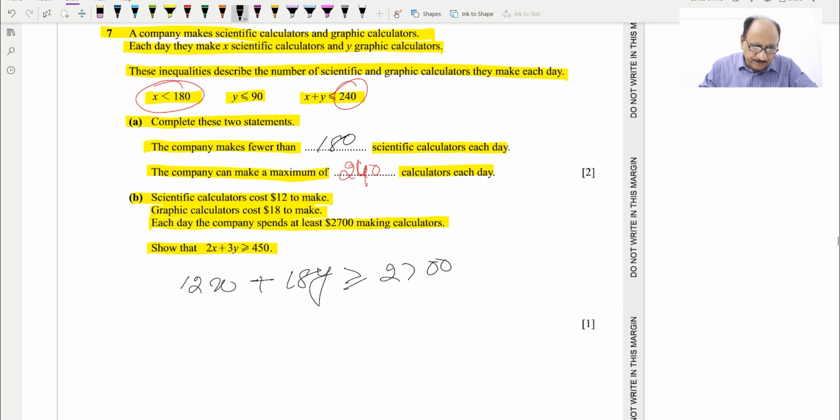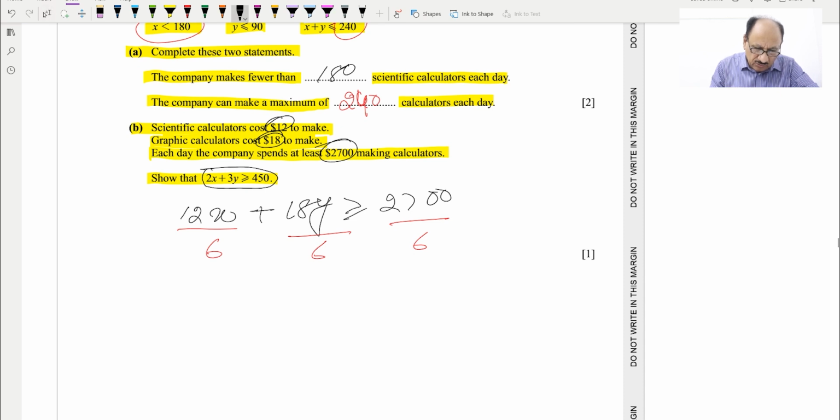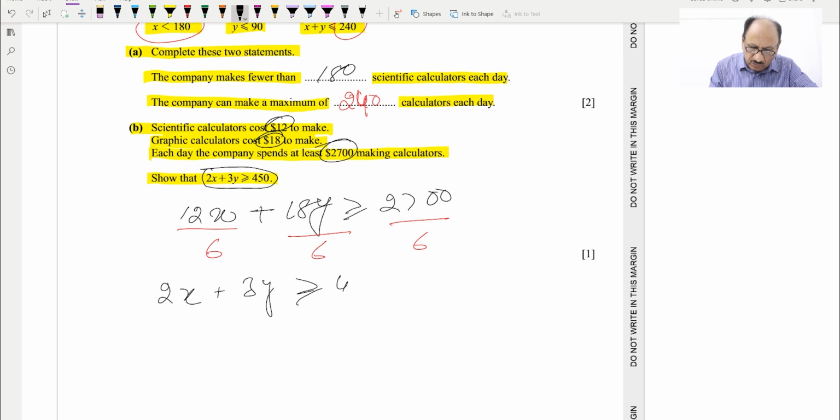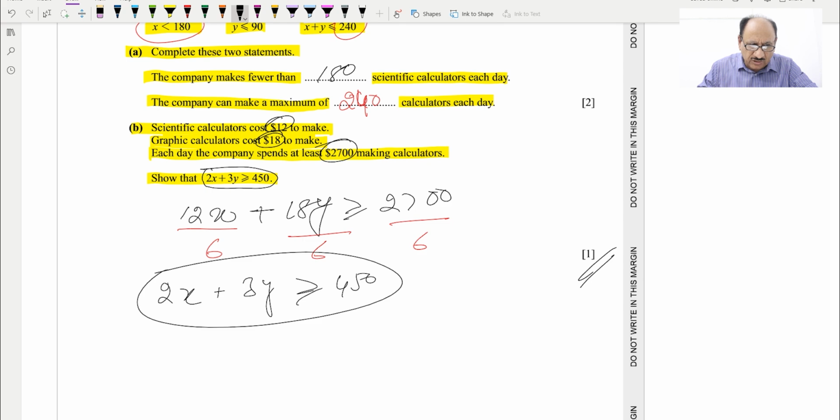So this is the equation which we formed: 12 into x, 18 into y, and we add them, and the company is spending a total of this. So we need 2x plus 3y, so we can divide everything by 6. So this will be 2x plus 3y is greater than or equal to 2,700 divided by 6, which is 450. So this is the required equation which we formed, and this is for 4 marks, which is done.